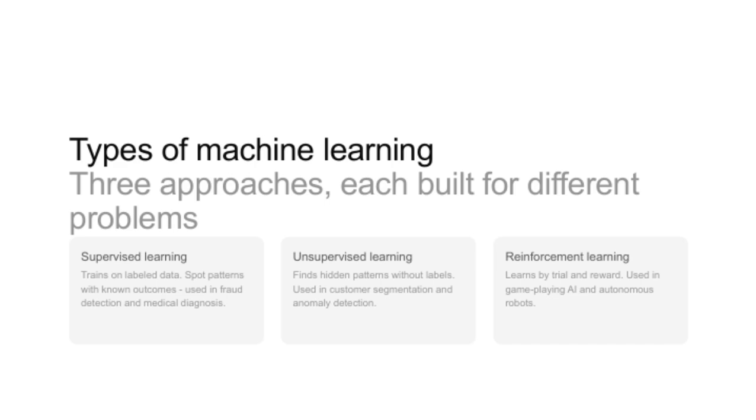These three approaches, reinforcement, unsupervised, and supervised learning, each address different kinds of problems. Selecting the right one depends on the specific challenge you're tackling, and understanding these differences is fundamental to applying machine learning effectively across various domains.